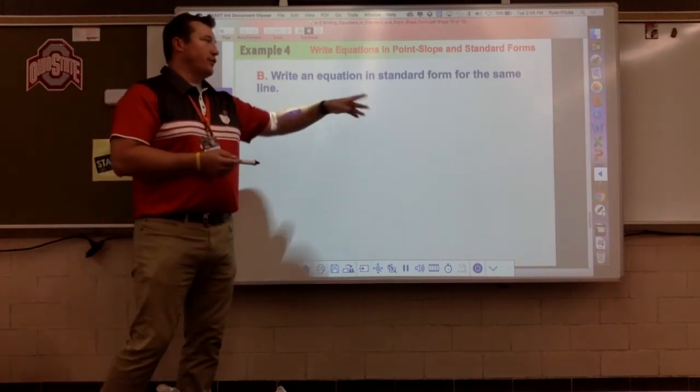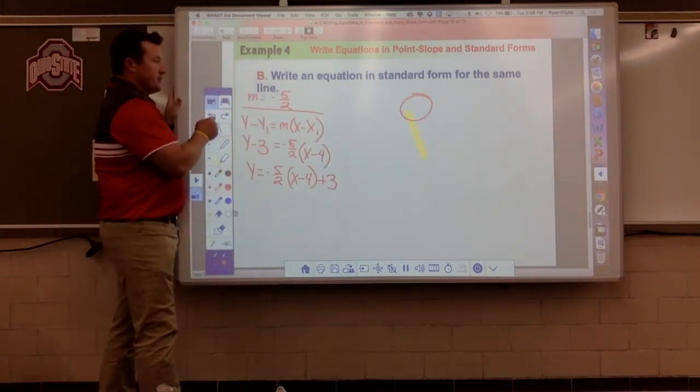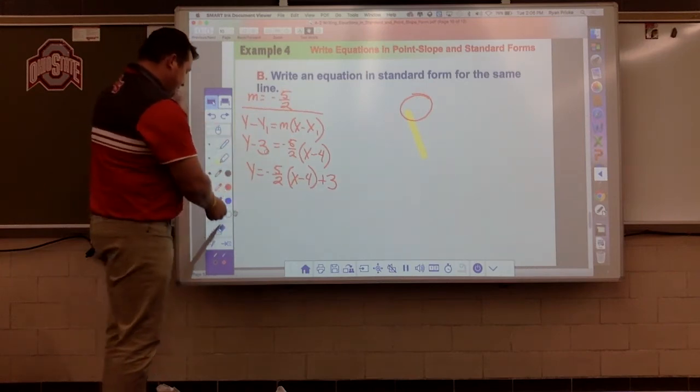Write an equation in standard form for the same line. Why do I always do this? Okay, so here you go. So standard form.